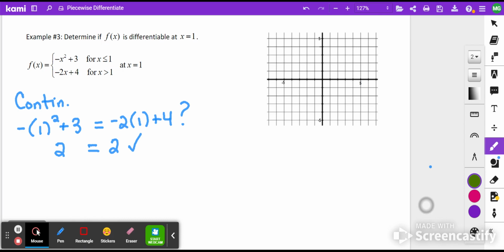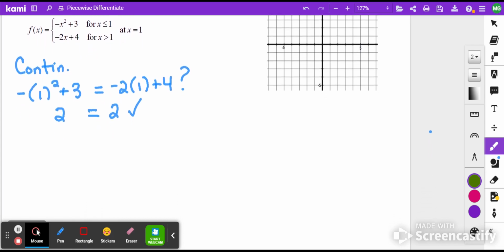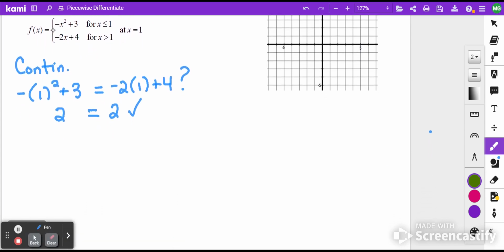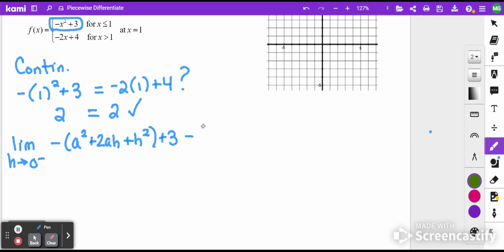And now we'll take our left and right-sided limits. So our left limit is right here. So we will take the limit as h approaches 0 from the left of negative a squared plus 2h plus h squared plus 3 minus negative a squared plus 3, all divided by h.